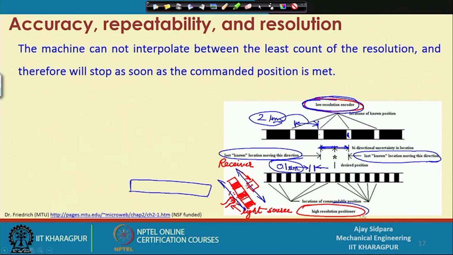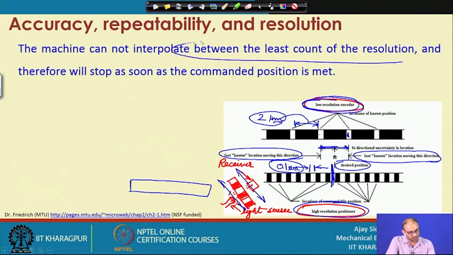Now, coming to the position where you want to move to. That location is not available. So, this is our desired position, that is where we want to move. So, this is a problem. What is written here is that the machine cannot interpolate between the least count of the resolution. This is the least count, the minimum our encoder can measure, which is 2 micron.